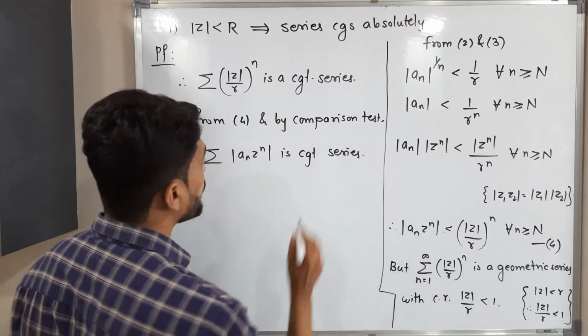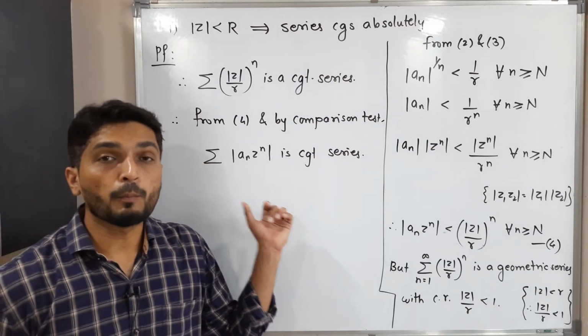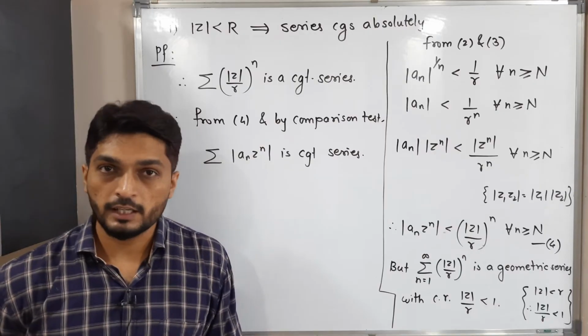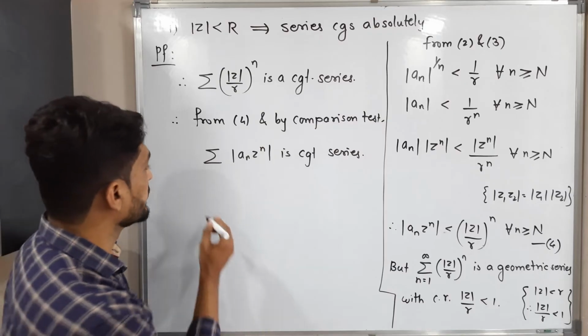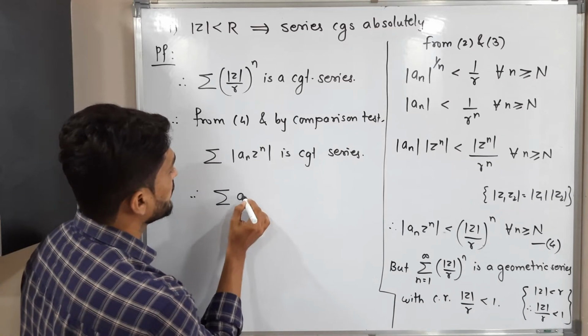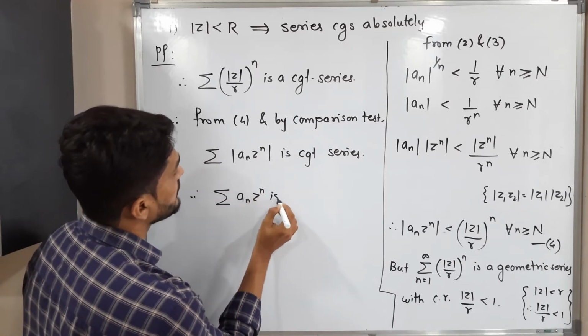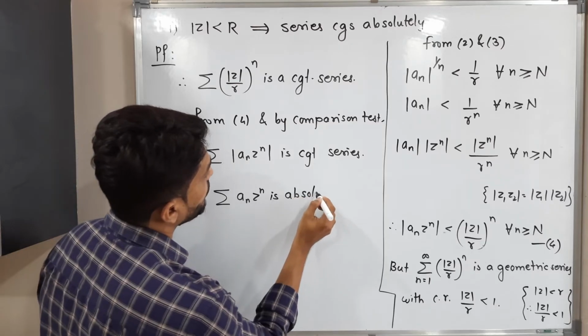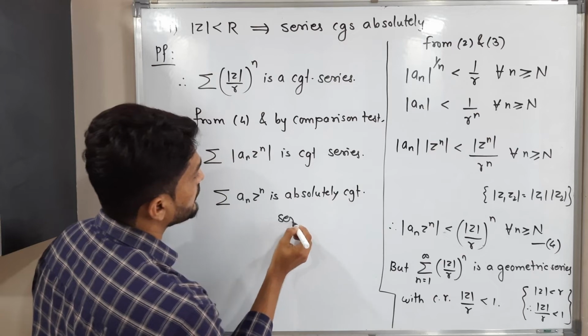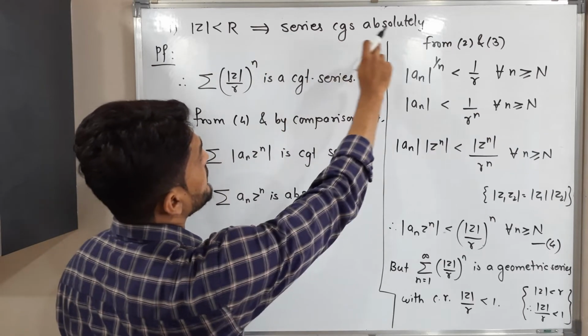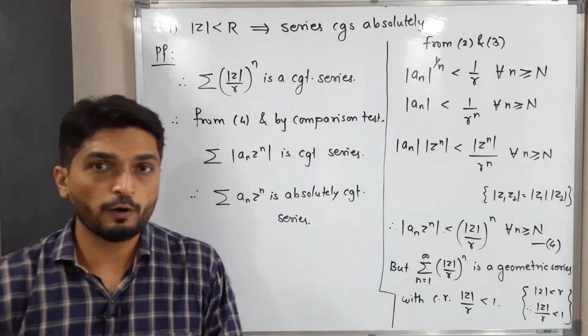We are calling it a convergent series, but we have a mod here. So what can we say? We can say this is an absolutely convergent series since the mod is there. Therefore, summation n z raised to n is an absolutely convergent series. You can easily see the series converges absolutely. So this thing we have proved here.